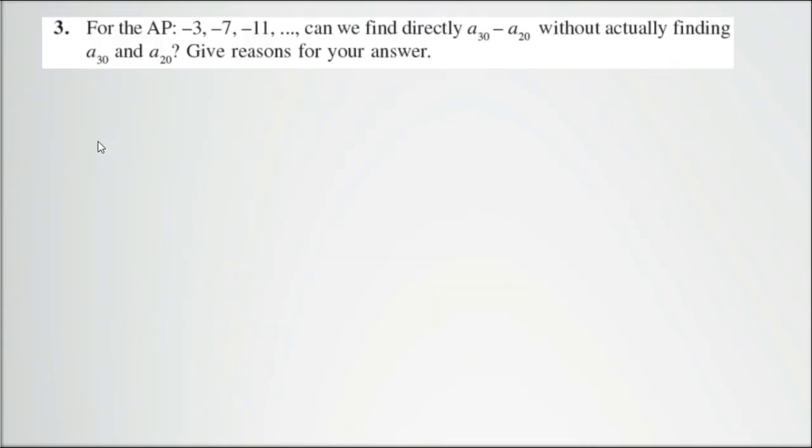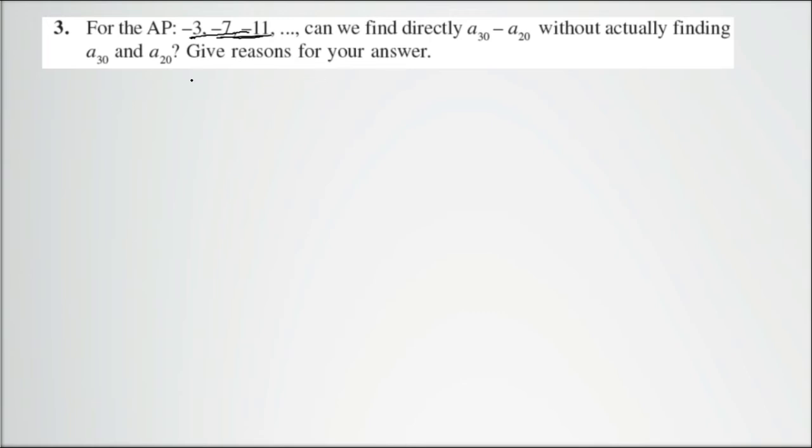Question number 3. For the arithmetic progression minus 3, minus 7, minus 11, can we find directly a30 minus a20 without actually finding a30 and a20? Give reason for your answer.